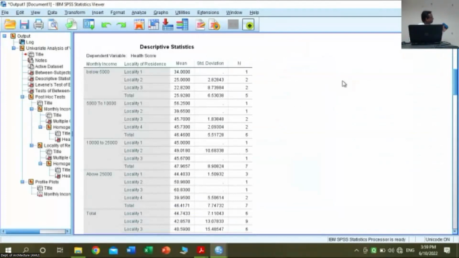So the first table shows the descriptive statistics, that is, in different income groups the mean health of people is given. Below 5,000 group, cross table, this is cross tabulation: below 5,000 group, locality 1, mean is 34. Similarly, if income group is 5,000 and locality 2, the mean is 25. Like that, it is tabulated, this is called a cross tabulation.